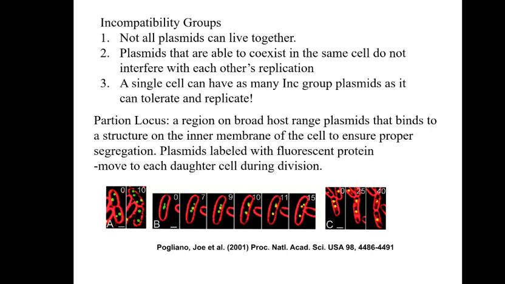The partition locus is a region on the broad host range plasmid that binds to a structure on the inner membrane of the cell to ensure proper segregation. Plasmids labeled with fluorescent protein move to each daughter cell during cell division, thereby ensuring that each daughter cell gets a copy of the given plasmid.